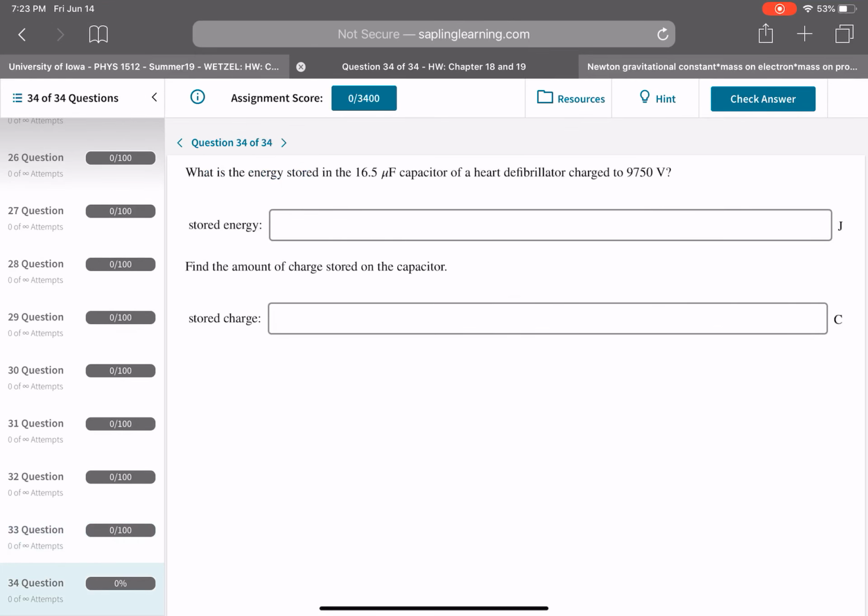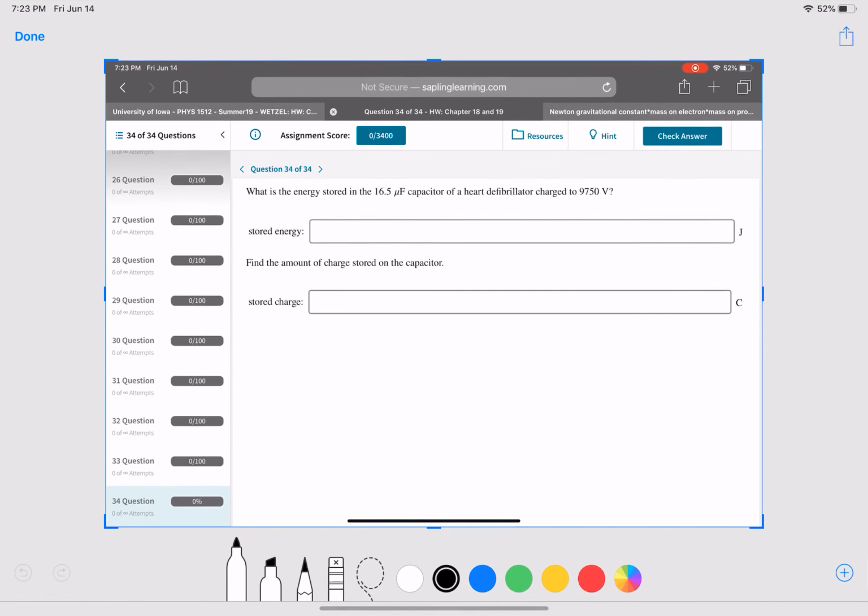And then 34, the last question, is what is the energy stored in a capacitor? Remember, energy in a capacitor is 1/2 CV squared. So that's easy, you can figure out what that is. And then the amount of charge, Q, is CV.